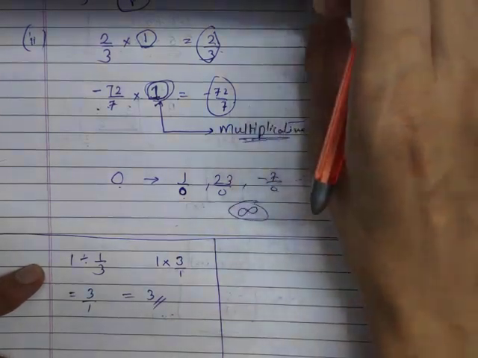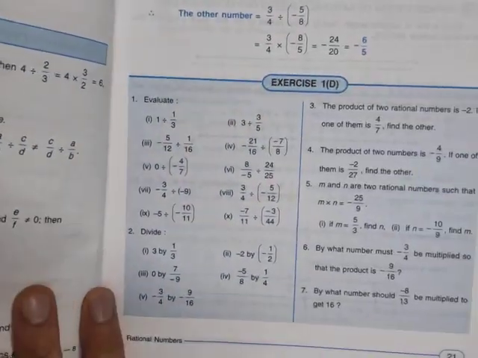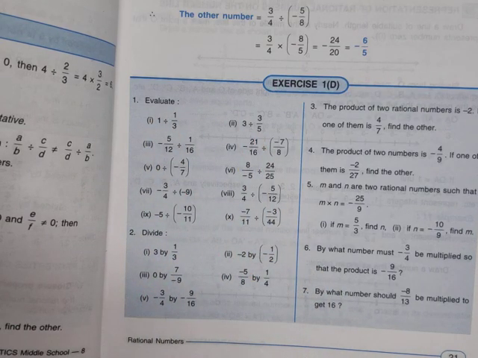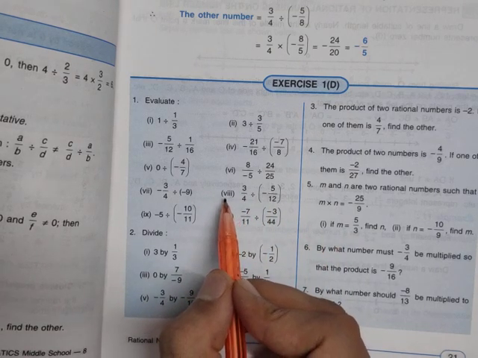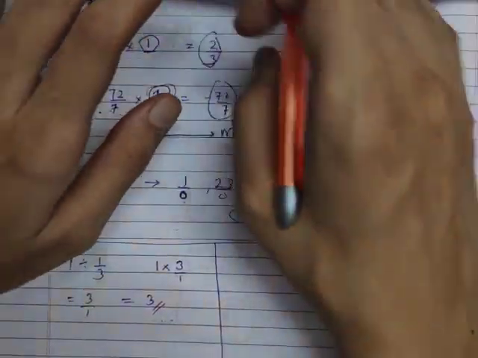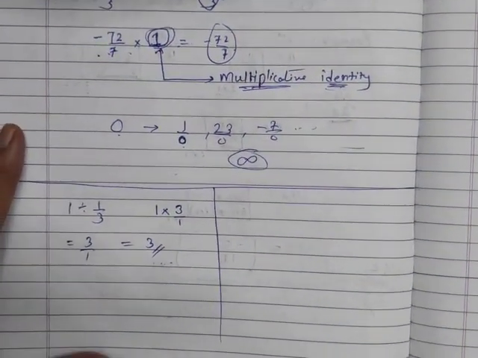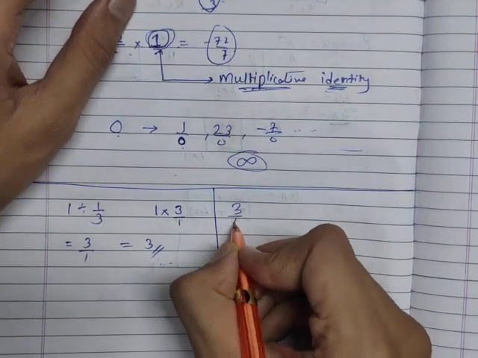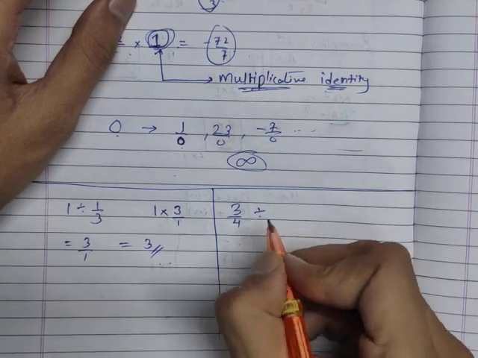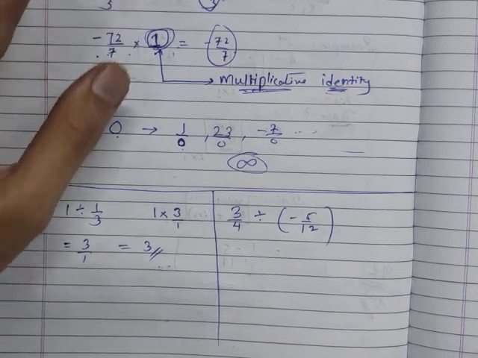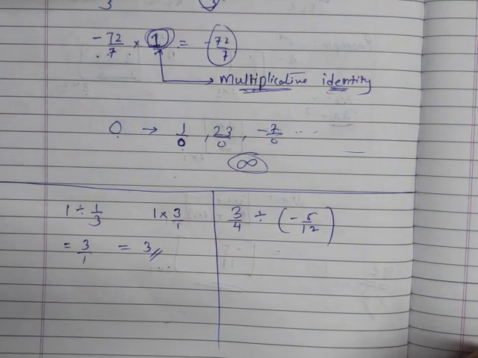Now, 3 upon 1 is nothing else but 3. Got it? Now, let's take a bit better example. Now, by the way, entire first question, second question is similar. Let's take one or two examples from this. Okay, let's check out maybe 8th one. Okay? I'll write the question. Be with me. So the question says, I have to solve 3 upon 4 divided by minus 5 upon 12. Okay, let's begin. Step 1, help me out.